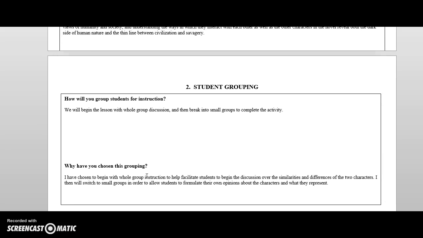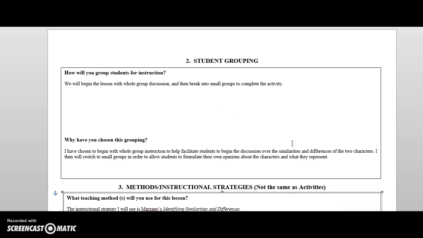For Part 2, student grouping, how will you group students for instruction? We will begin the lesson with whole group discussion, and then break into small groups to complete the activity.